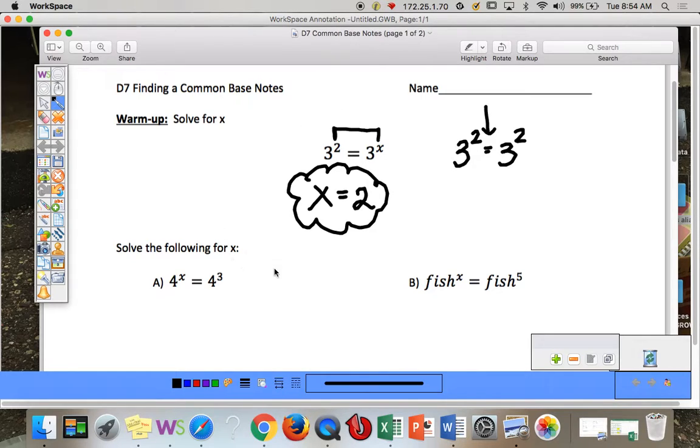So let's take a look at a and b. For a, the base, or the big number, is 4. If the bases are equal, it must mean the exponents are also equal. So here x is 3. For b, the base is 5. Since the bases are the same, what can x equal? Well, x must be 5. So if the bases match, then the exponents have to be equal. Otherwise, the two sides of the equation will not be the same.